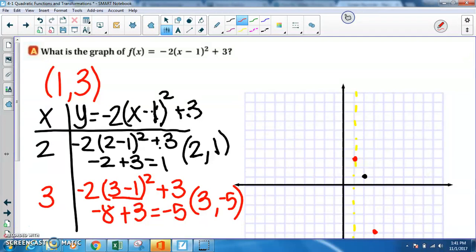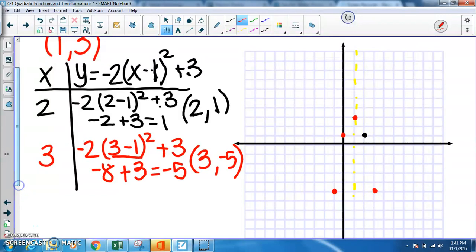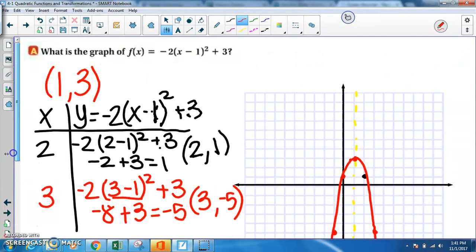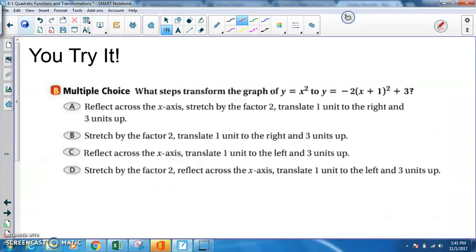And I reflect those points over the axis of symmetry and connect with a U. The U is called the parabola. And this makes sense that my parabola is opening downward because my a value was negative. You guys try this one on your own.